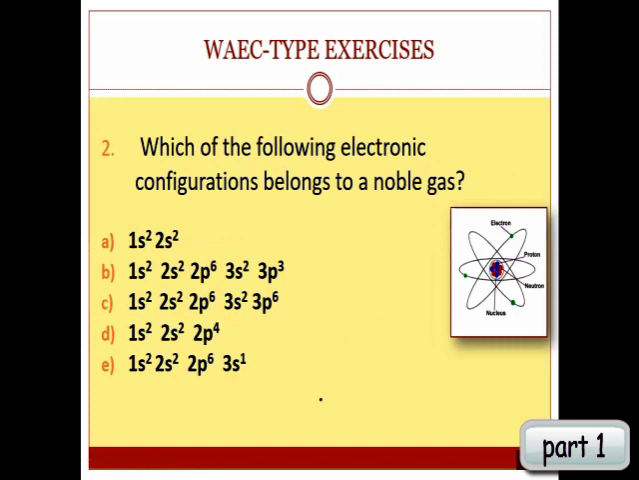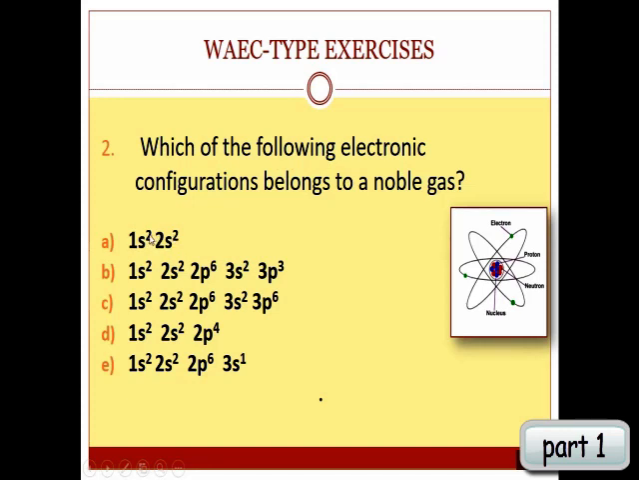So next question, question 2. Which of the following electronic configurations belongs to a noble gas? This is an example on the SPDF. You want to know how many electrons are in this element being represented using the SPDF notation. So how do we do that? How do we find the number of electrons shown in this configuration?